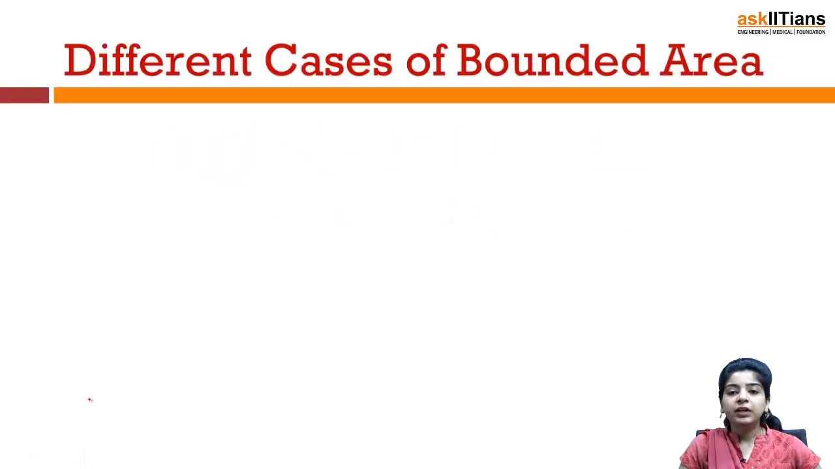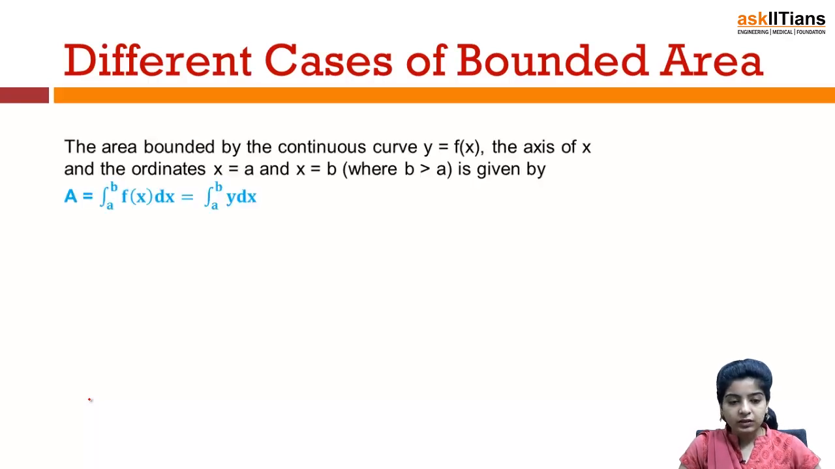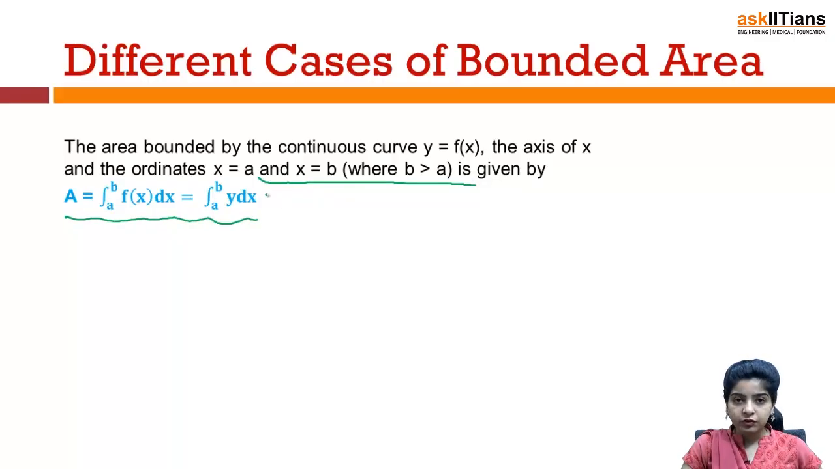First of all, we will be beginning with the different cases of bounded area. The first thing is the area bounded by the curve y equal to f(x), the axis of x, and the ordinates x equal to a and x equal to b, where b is greater than a, is given by this. There won't be any need to memorize these formulae. Obviously once you understand it, you won't have to memorize them.